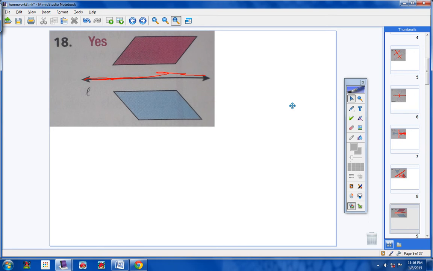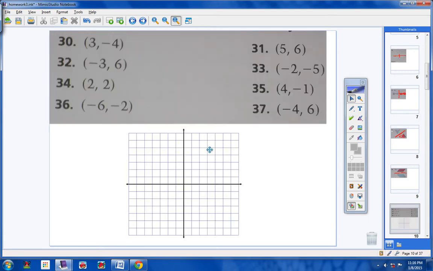Alright. Okay, moving on. Now, this is going to get really interesting. Numbers 30 through 37. The directions say this. Plot the given point, then plot and label its reflection in the line y equals x, okay? Now please let me help you here.